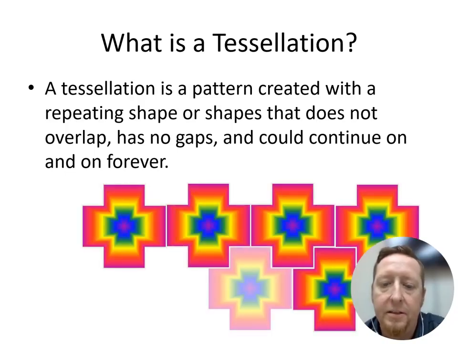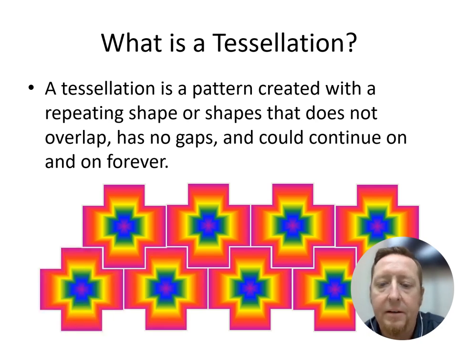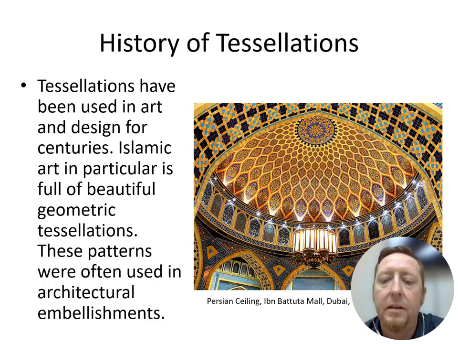So what is a tessellation? A tessellation is a pattern that's created by repeating a shape that doesn't overlap and has no gaps and continues on forever and ever.